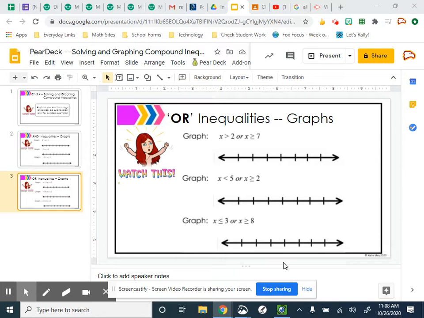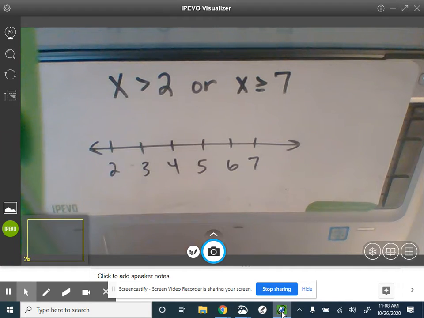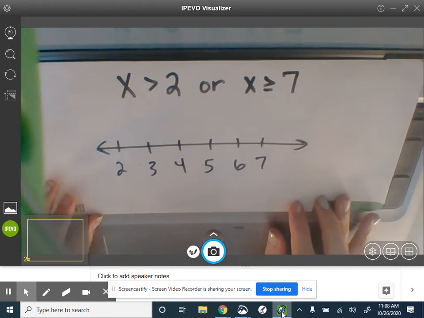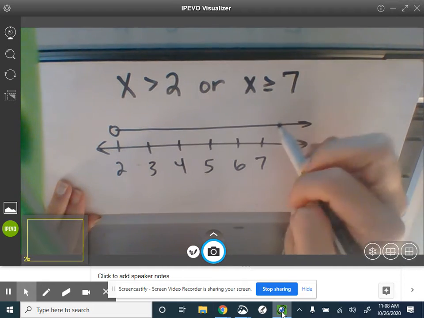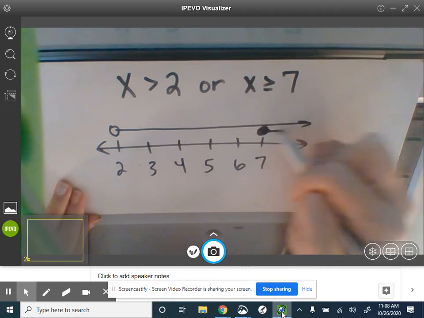All right, so here we're going to look at our OR inequalities. These are a couple of your special conditions, and then our regular OR inequality will also be included. So the first one we have is x is greater than 2 or x is greater than or equal to 7. So you saw one like this yesterday. So we have x is greater than 2, and we have x is greater than or equal to 7.